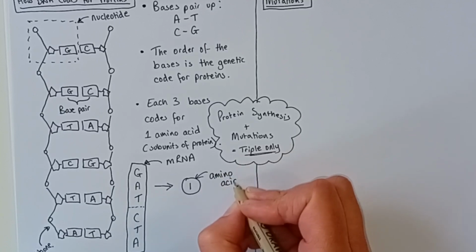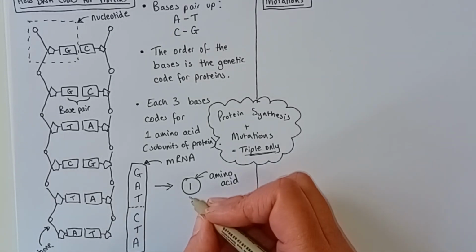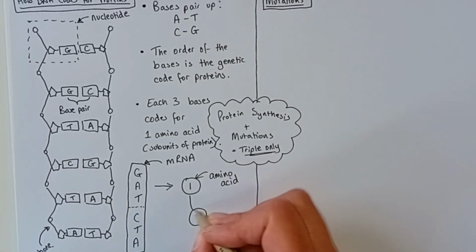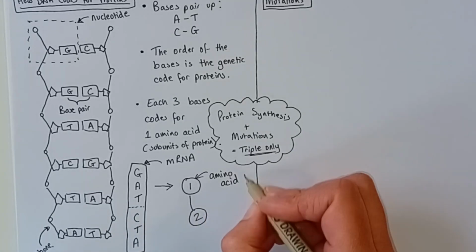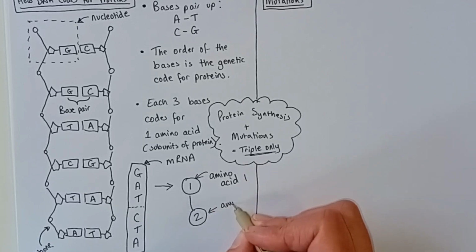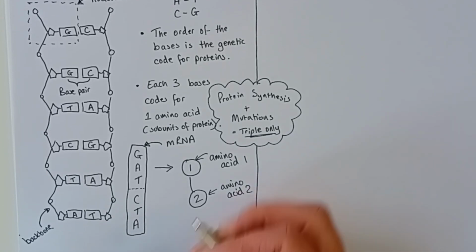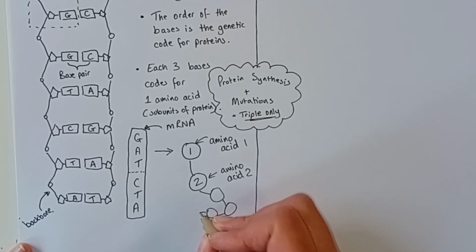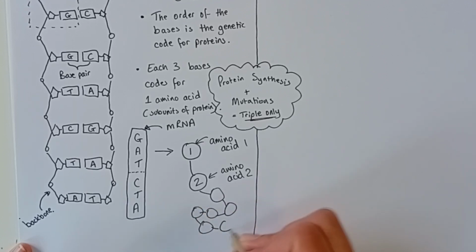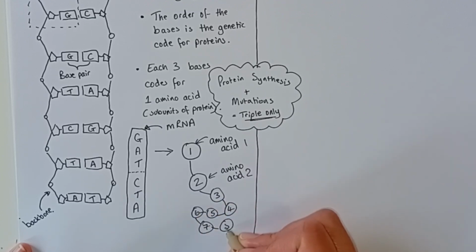We can think of amino acids like a string of beads in a protein. This one might code for amino acid number 2, and the ribosome will add whatever amino acid that codes for. That's amino acid 1, that's amino acid 2. And so on and so on. The next 3 bases will code for amino acid 3, the next 3 amino acid 4, amino acid 5, amino acid 6, amino acid 7, amino acid 8, etc., etc. Until it makes a chain of amino acids.